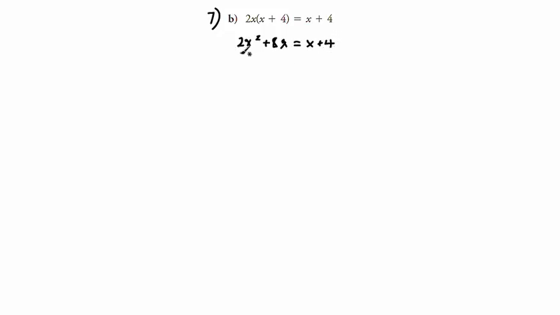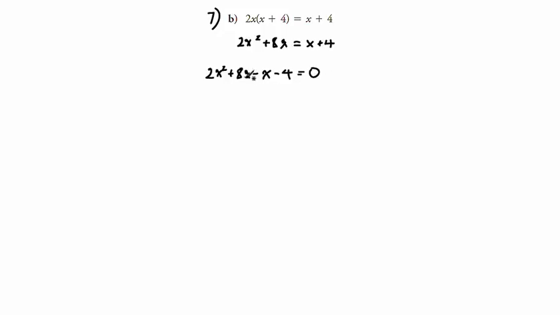Now recall when we solve these equations, we have one side with all the variables and the numbers, and on the other side we had 0. So that's what we need to do here. So bring everything to the left side. So subtract both sides by x, and we get 2x squared plus 8x minus x, and subtract both sides by 4, and we get minus 4 here, and then on the right side we have 0.